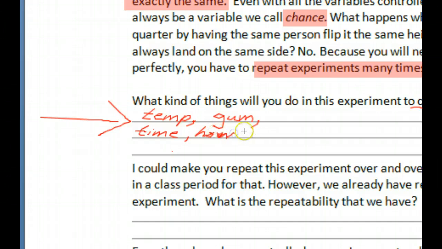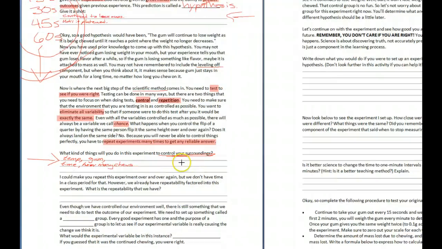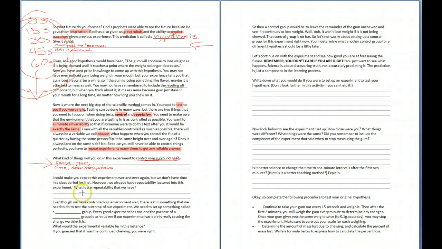Oh, sorry about that. How many chews are you going to make for each of those? How fast you chew? I guess that might be tied to that. But there's lots of different things you could try to control as far as your surroundings are concerned.